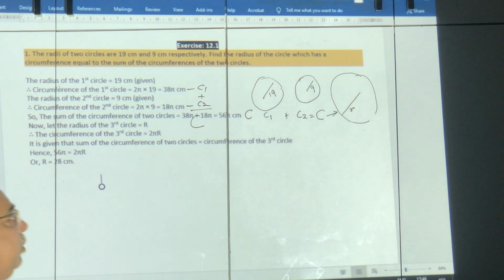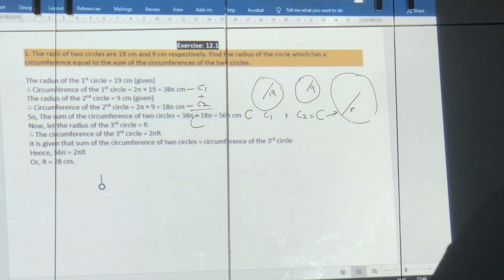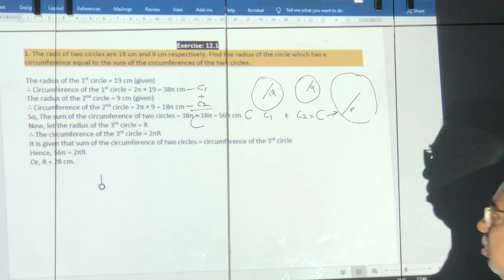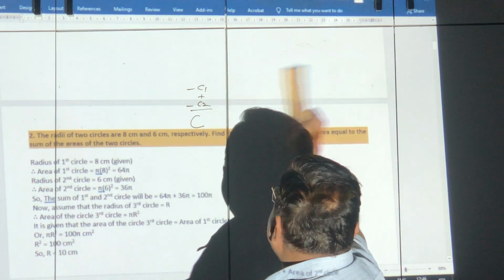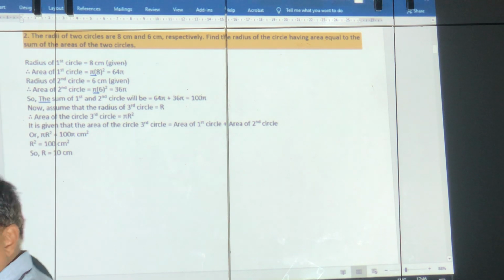So this is how to do the sum. No need of a diagram, but you can draw diagrams. I actually suggest that people should draw the diagram, but there are no marks for the diagrams. Okay, so circumference 1, circumference 2, and then find the radius. Let's see sum number 2.